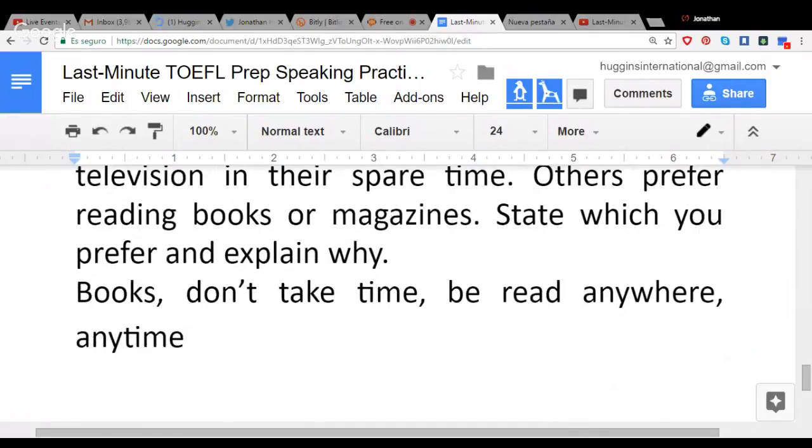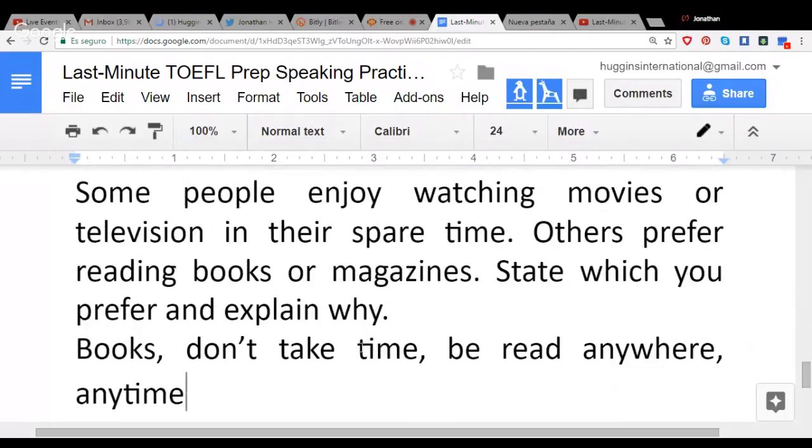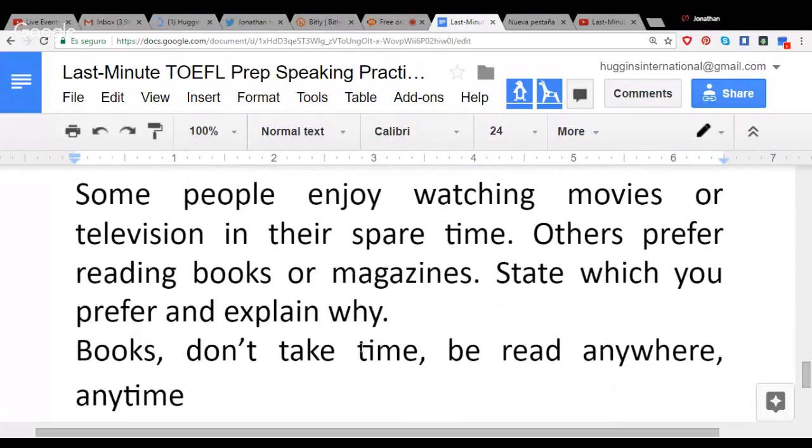Okay, so I'll give myself 45 seconds here. Let's say I know my friends and family members prefer watching movies and television in their spare time. However, I much prefer reading books and magazines because they don't take as much time as a movie or a TV show, where I need to set aside about 2 hours or a half hour. Also, I need to have a device like a tablet or a phone or a TV.